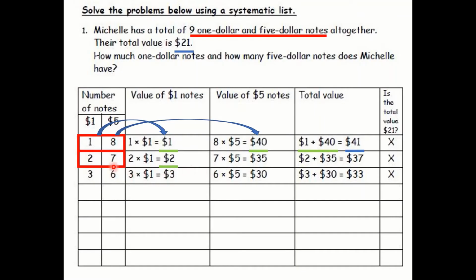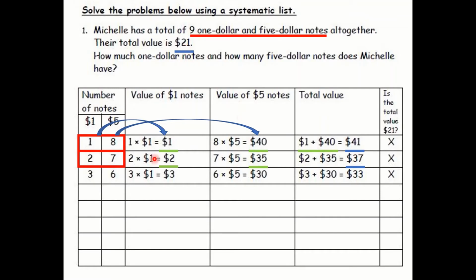Since there are 7 pieces of $5 note, it will be 7 times $5 and that will give us $35. So by adding the total value of these two, 2 plus 35, we will get $37. So $37 is still not $21. We still have to keep trying.